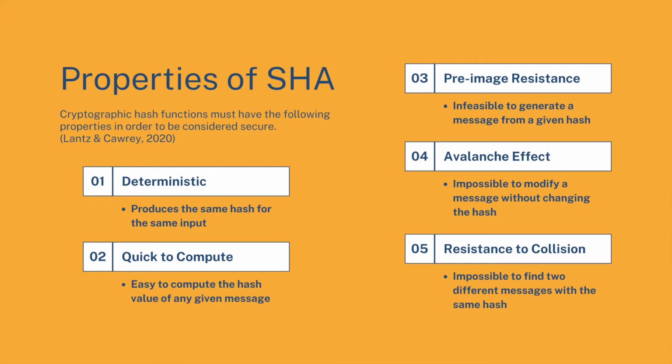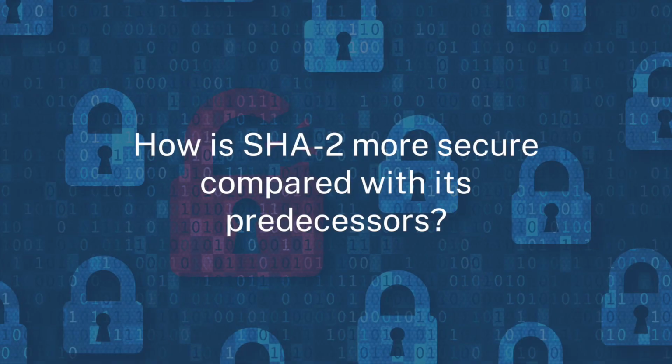However, like the explanation that I provided for the pre-image resistance, it is highly unlikely to find two input values that will yield the same hash value. It will simply take too long, which makes it an insignificant threat. Going back to my question earlier, how is the SHA-2 more secure compared to its predecessors? This is because SHA-0 and SHA-1 both produce only 160-bit long hashes. Having a shorter length, the hash values that they produce have a lower number of different combinations, which makes them more susceptible to collision.